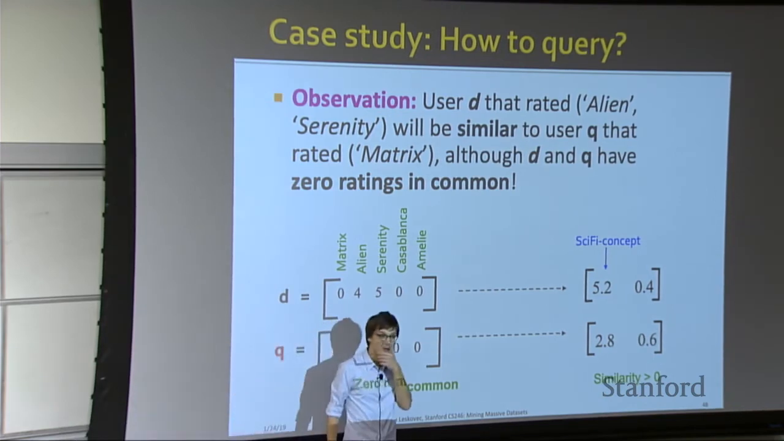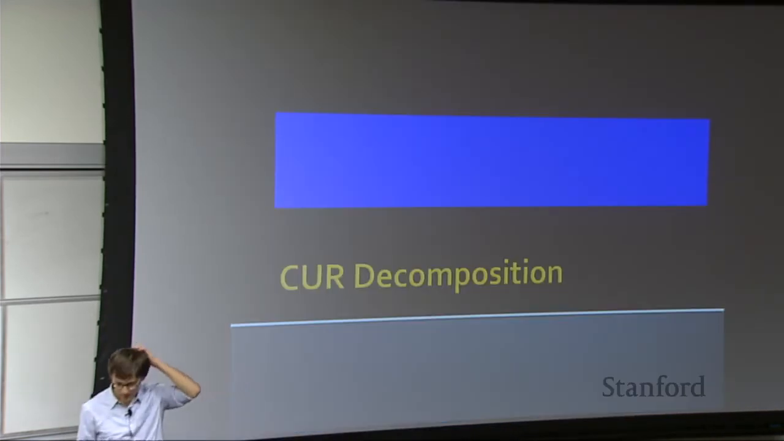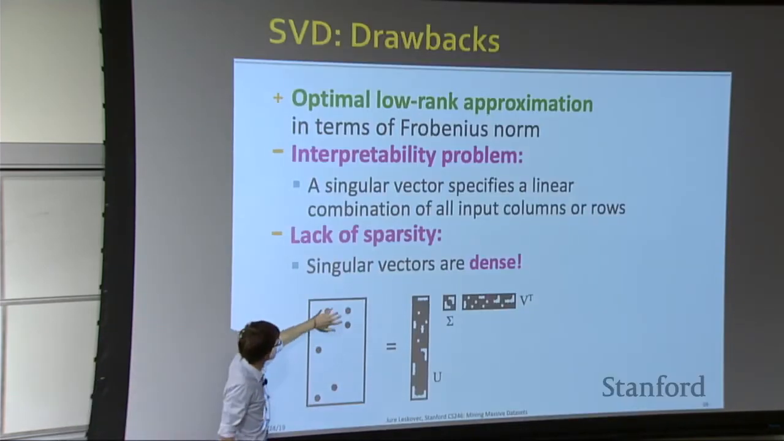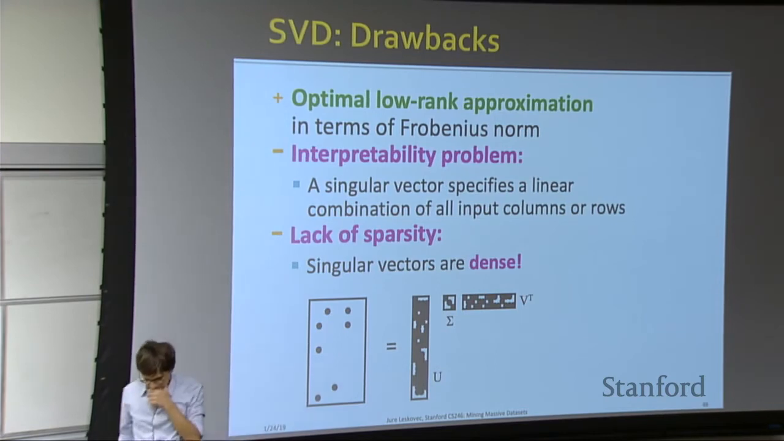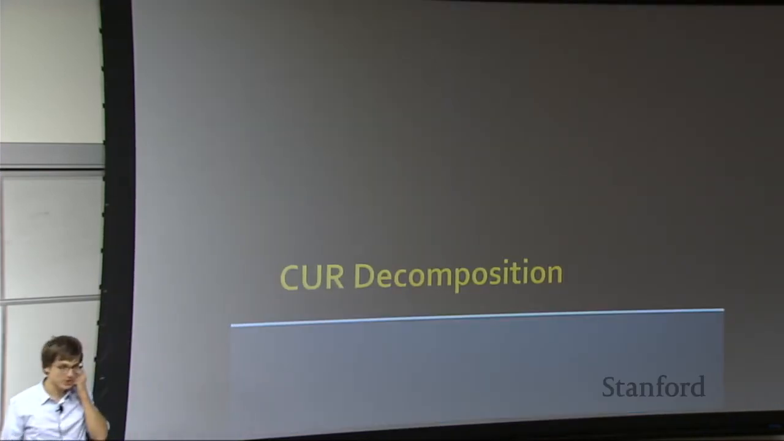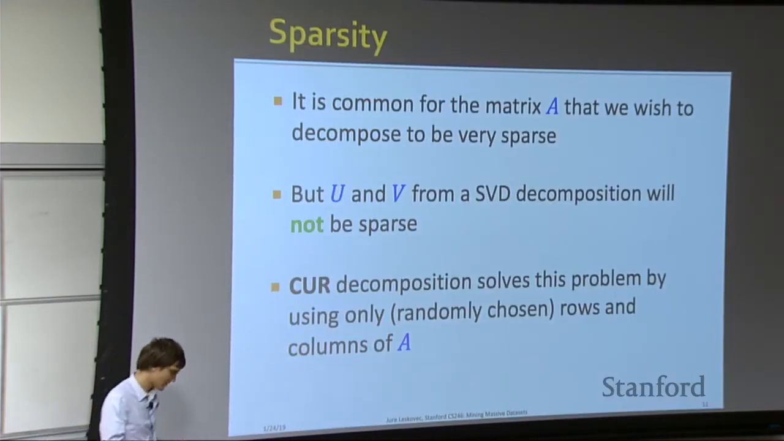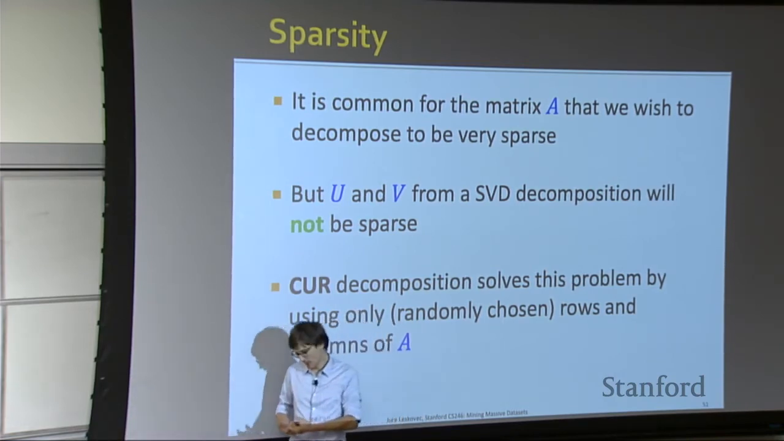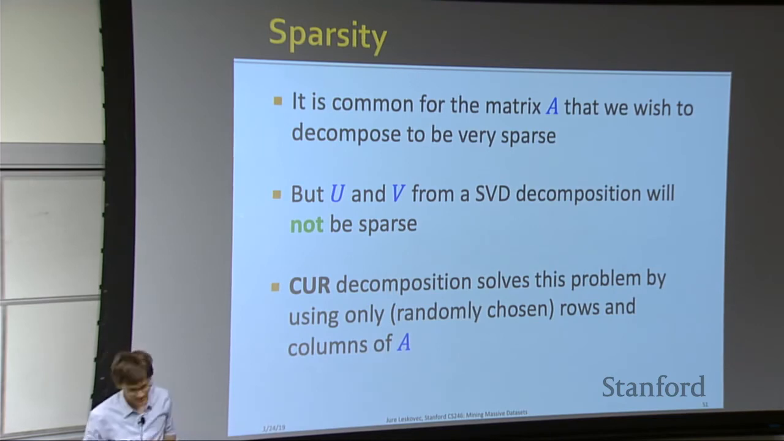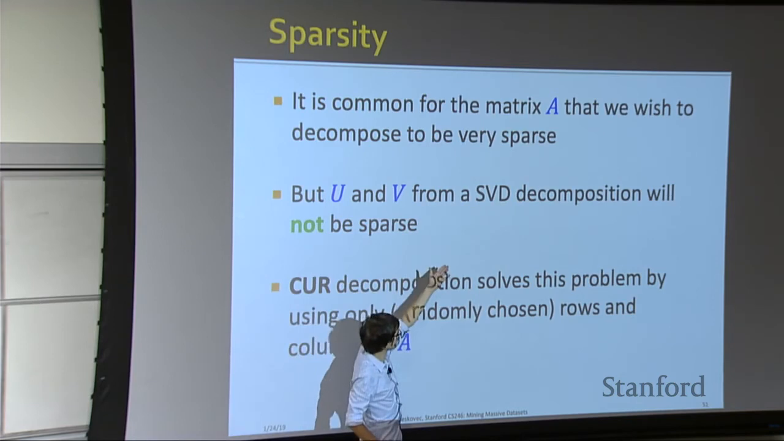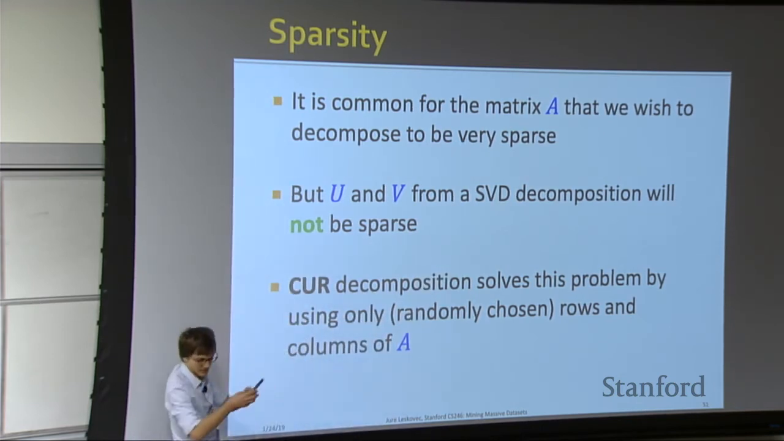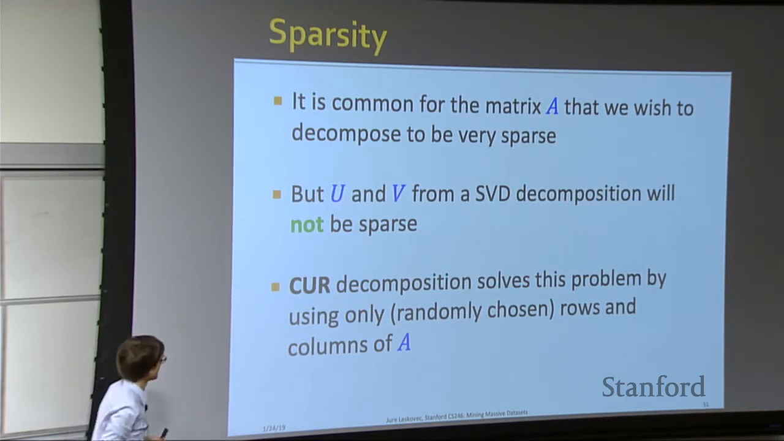Super. Good. So continuing our journey, I will now talk about the second method that tries to fix this issue of SVD. And the method is called CUR decomposition. So what is CUR decomposition? CUR decomposition tries to take the matrix A and decompose it into a product of sparse matrices. The idea is that we want to decompose A into something that is sparse, and U and V from the singular value decomposition will not be sparse. They are dense. Dense means every cell is non-zero, and sparse means we want most of the cells of the matrix to be zero.